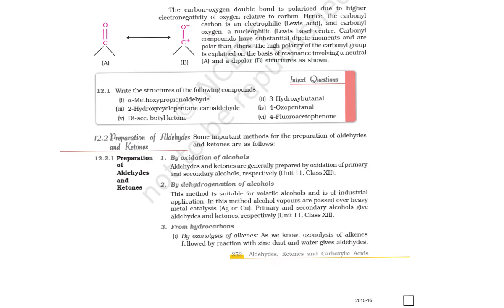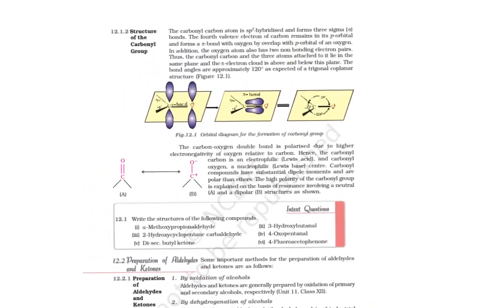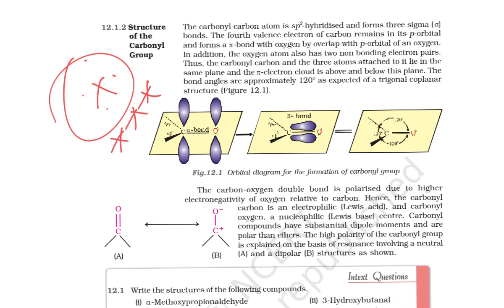So next, look here, this is very important. Structure of your carbonyl group, very important. The carbonyl carbon atom is sp2 hybridized and forms 3 sigma bonds, and the fourth valence electron of carbon remains in the p orbital, forming the pi bond by overlap with the p orbital of oxygen. In addition, the oxygen atom also has 2 non-bonding electron pairs.